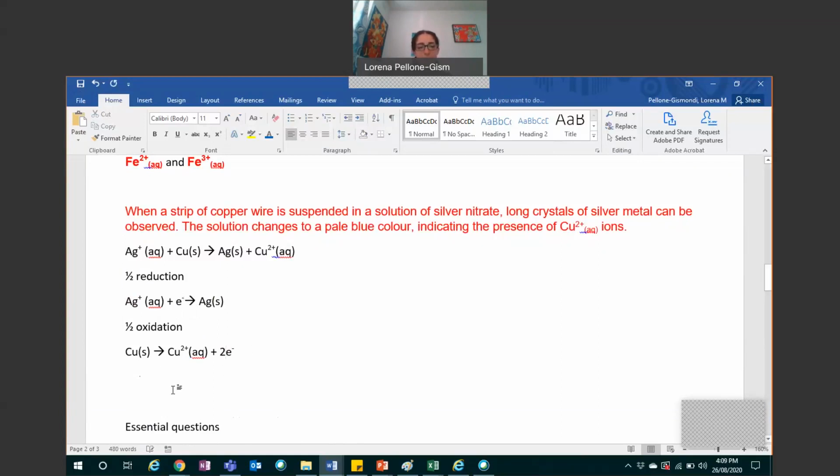Okay. And overall, I'm going to basically multiply the top half equation by 2, and I'm going to cancel out my electrons. So I'm going to end up with copper solid plus 2 silver positives produces, and we need to make sure we have our aqueous in there, so states are really important. All of your ions will be aqueous. And notice that they have charges because they're without the anion. And plus silver solid.